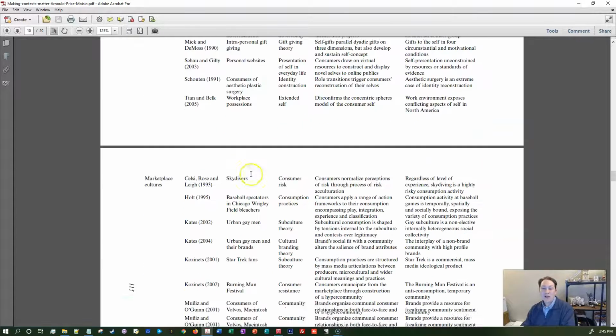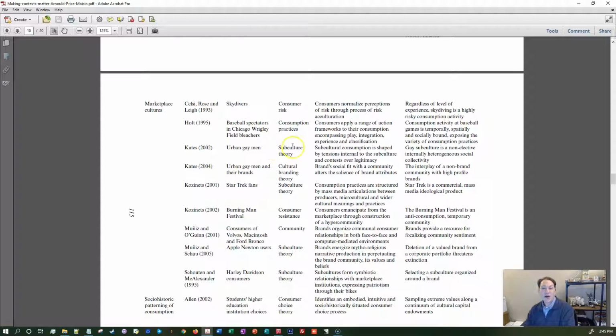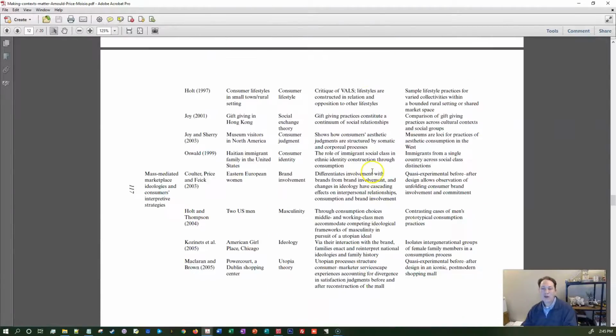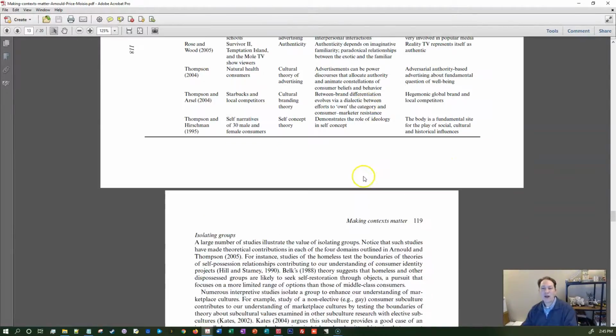So look at some of these different situations where context was used to talk about a theory like subculture theory or consumer branding theory or consumer resistance or community or things like that. And then look at how that context, that story that was centered at the beginning and end, and sometimes in the middle of the research, is then used to make the research more palatable to the rest of the audience.